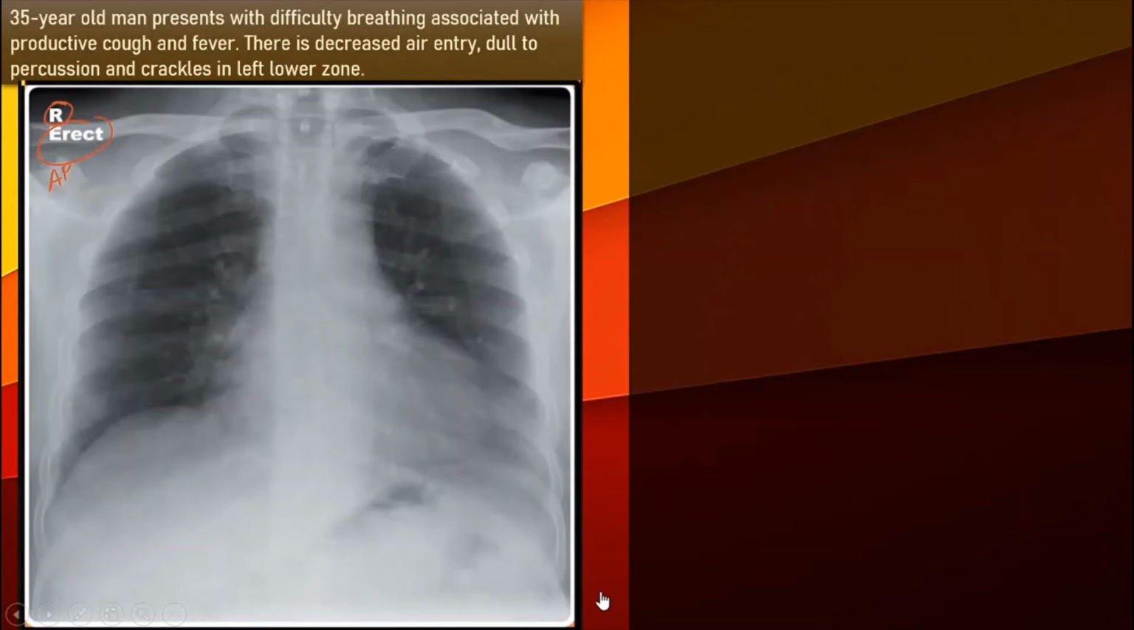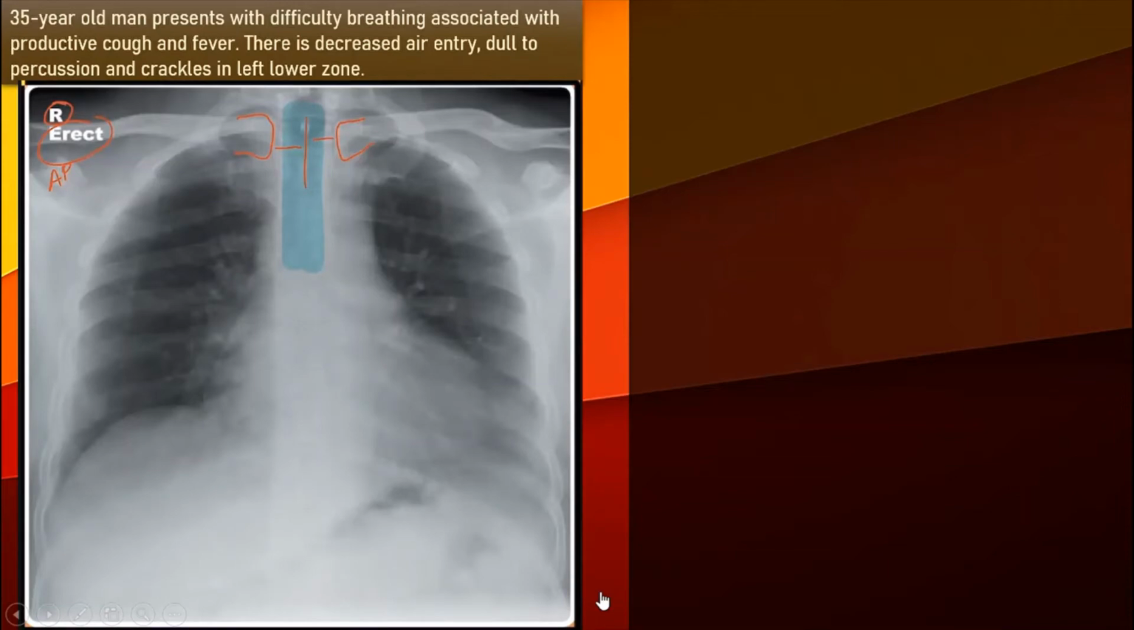So for A, the trachea, here the trachea is central and there is no rotation because the clavicles are here, and you have the spinous process. You can see the distance is pretty equidistant between each clavicles, right? So there's no rotation, the trachea is normal.